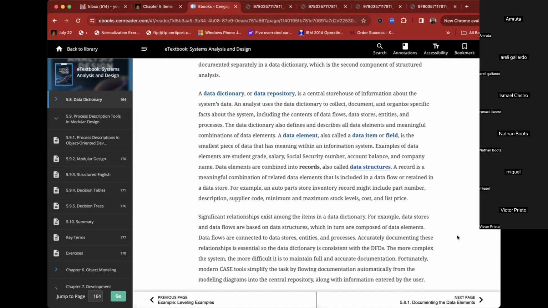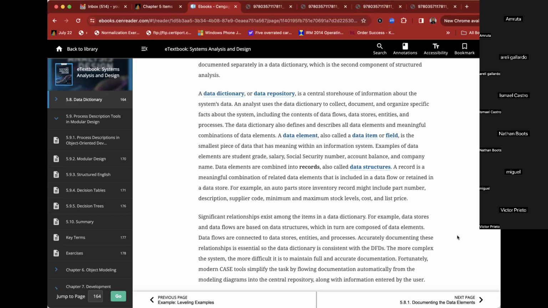So data dictionary or a data repository is a central storehouse of information about the system's data. An analyst uses the data dictionary to collect, document, and organize specific facts about the system, including the contents of data flows, data stores, entities, and processes. So when it comes to a data element, which is also called a data item or a field, that's the single smallest representation of data.